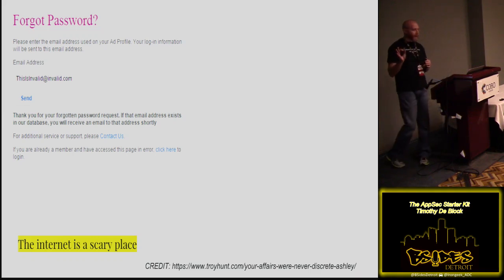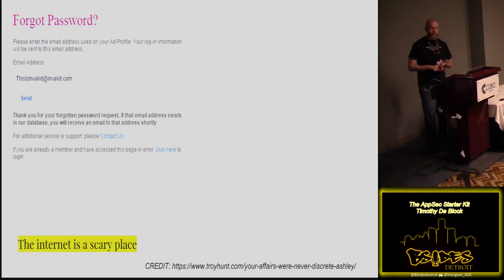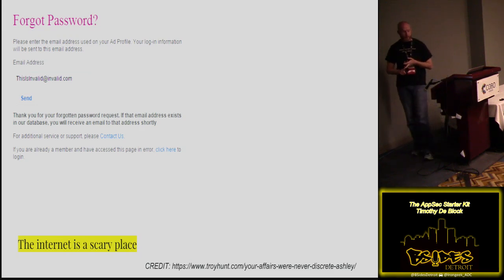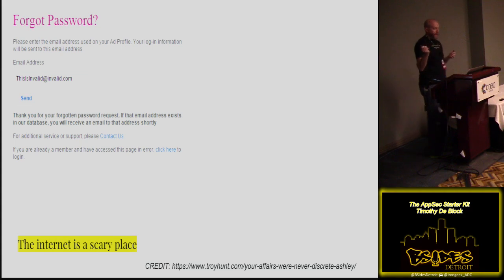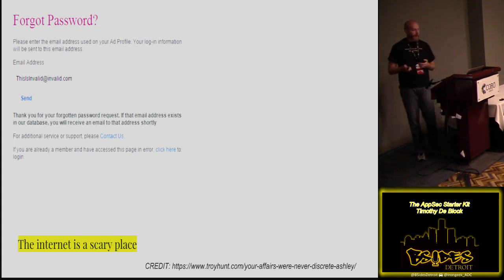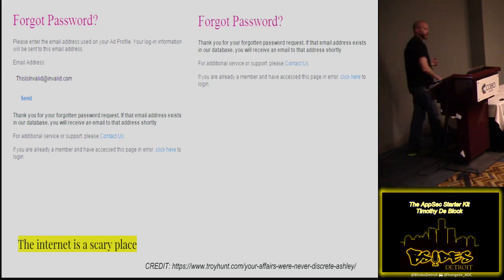We will focus on scanners, but there are other things to take into consideration with the website. Are they handling sensitive information properly? Are they handling passwords? User enumeration is a big thing as well. So this is Ashley Madison's forgot password page. Can you spot the difference?